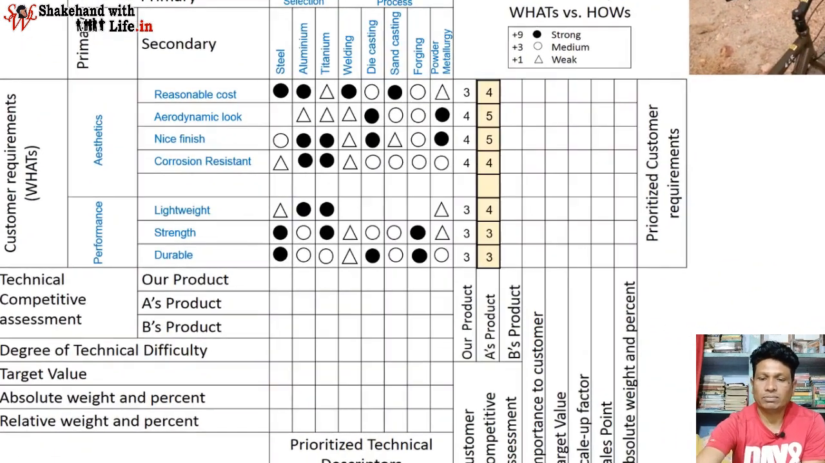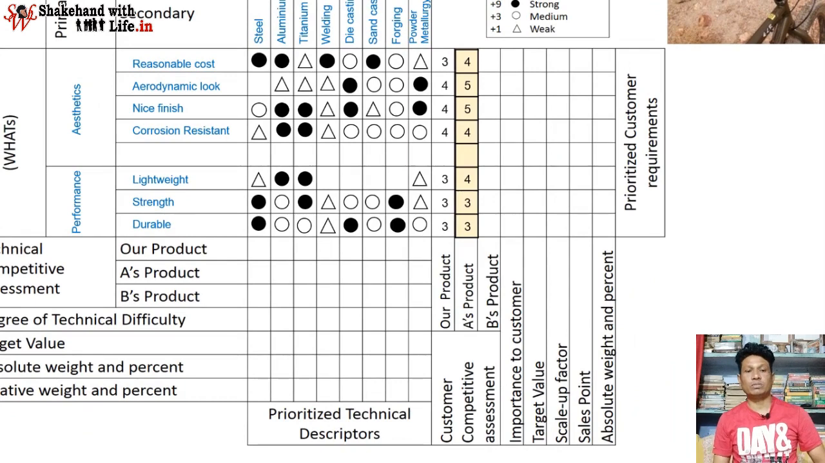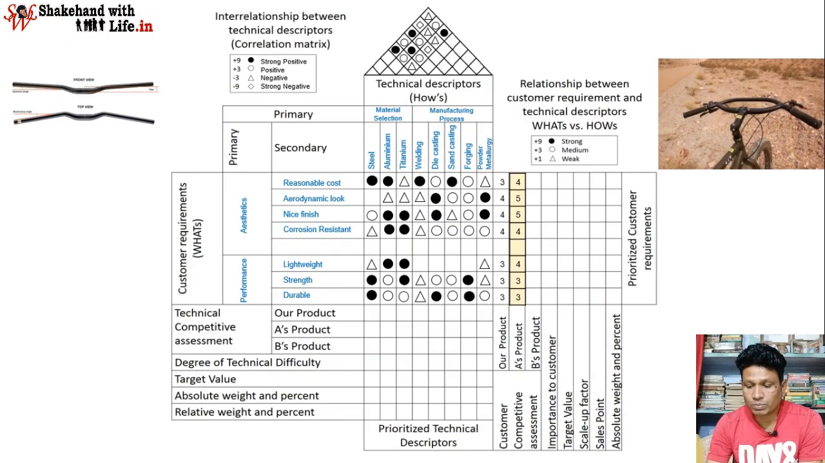Here we have the ratings of A's product. For reasonable cost, A's product has a rating of 4. For aerodynamic look, A's product has a rating of 5. And for nice finish, it has a rating of 5. For corrosion resistant, it has a rating of 4. For lightweight, it has a rating of 4. For strength, it has a rating of 3. For durability, it has a rating of 3. That means A's product is much more competitive than our product.